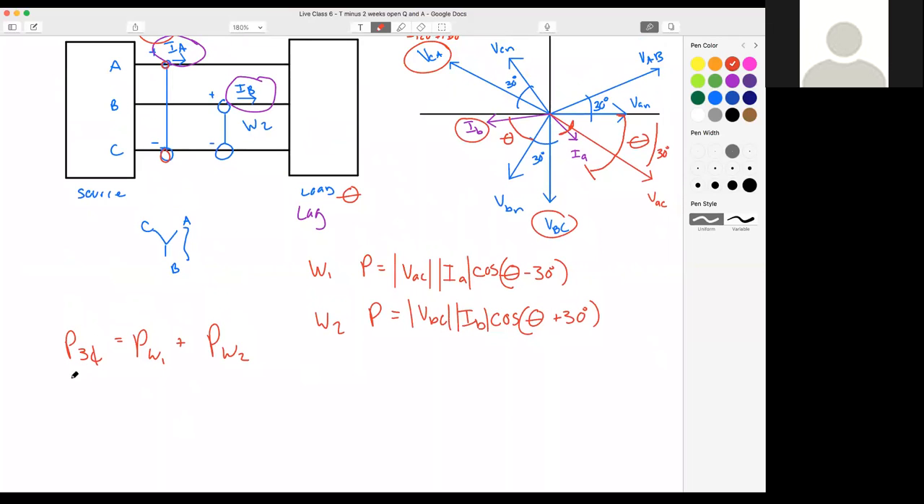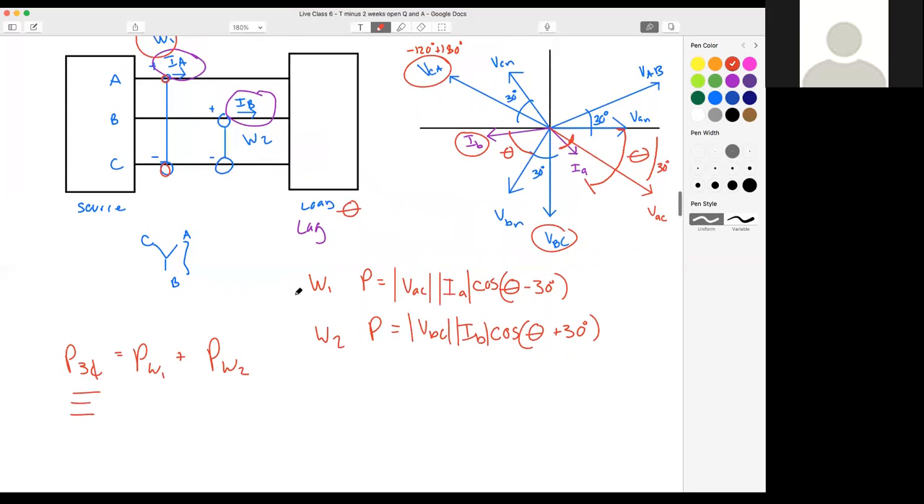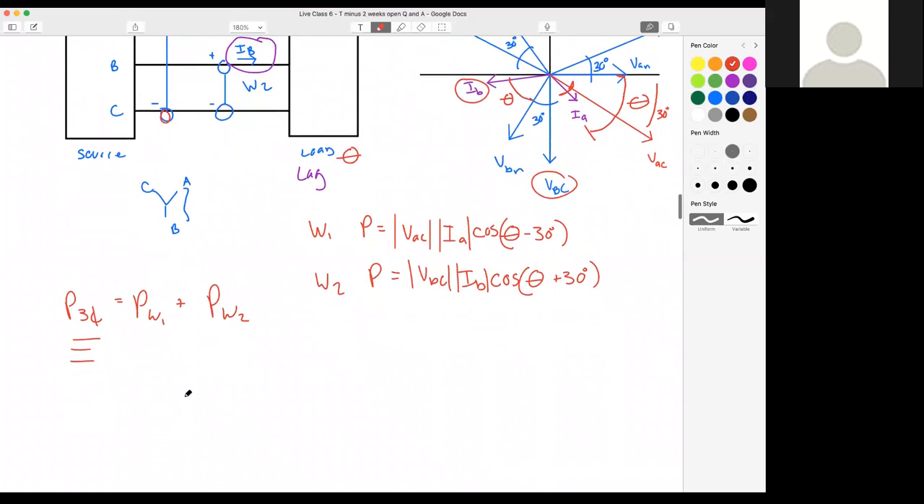What's another type of question you can expect to get? What if they said, here's a 2-watt meter. Here's the power from a 2-watt meter, total three-phase power was 750 watts. And they might say if VBC is something and IA is something and the power factor of the load is something, find the total power measured by watt meter 2.